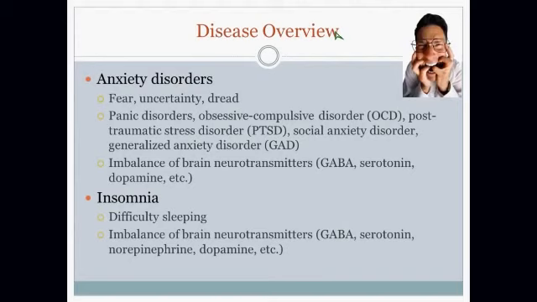Insomnia, difficulty sleeping. So a person may have difficulty falling asleep or staying asleep. The neurotransmitters involved are GABA, serotonin, norepinephrine, and dopamine. And you can see that these neurotransmitters that we talk about are in various conditions. It's not specific to just one type of disorder.